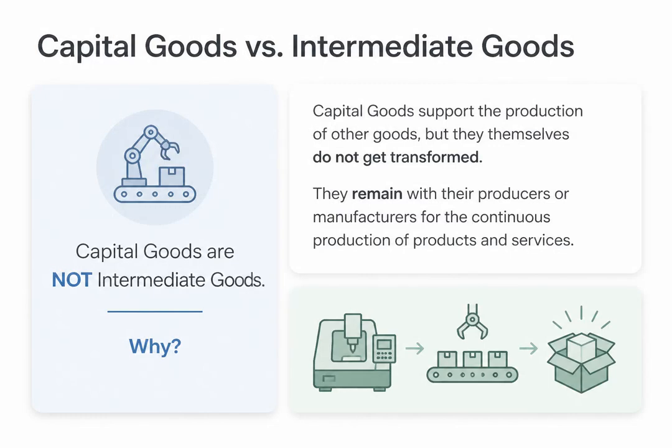A common point of confusion for students is the difference between capital goods and intermediate goods. Capital goods are definitely not intermediate goods. Why? Because while intermediate goods are completely transformed or used up in the production process, like flour baked into bread, capital goods are not. A factory oven supports the production of bread, but it does not get transformed into the bread. It remains with the producer to be used over and over again.